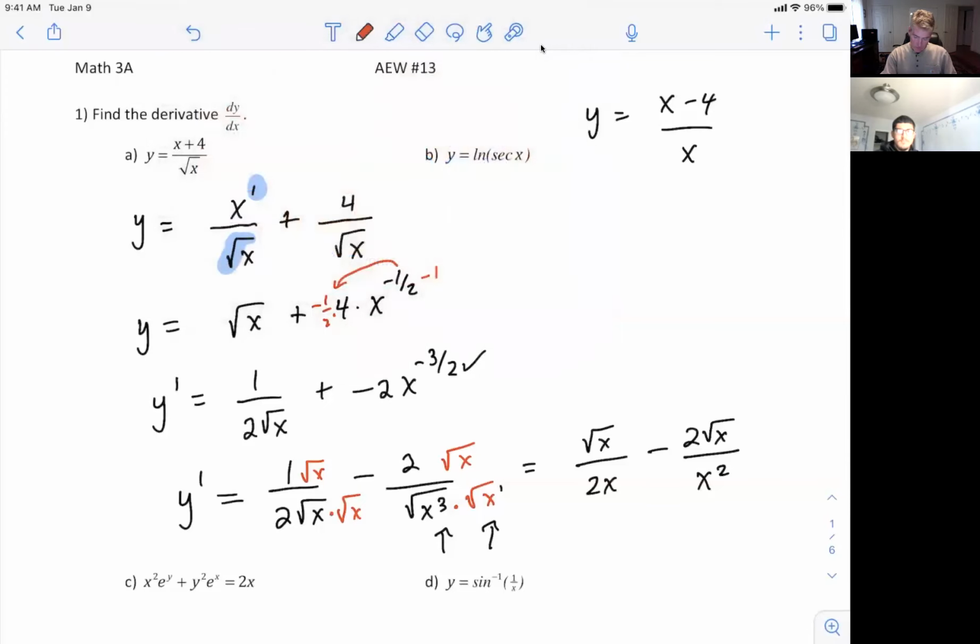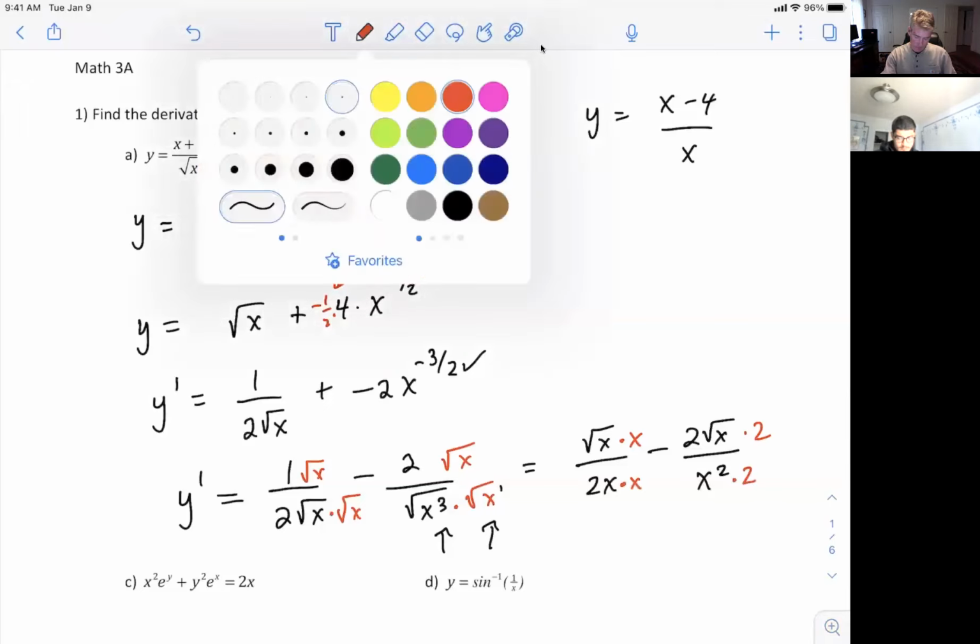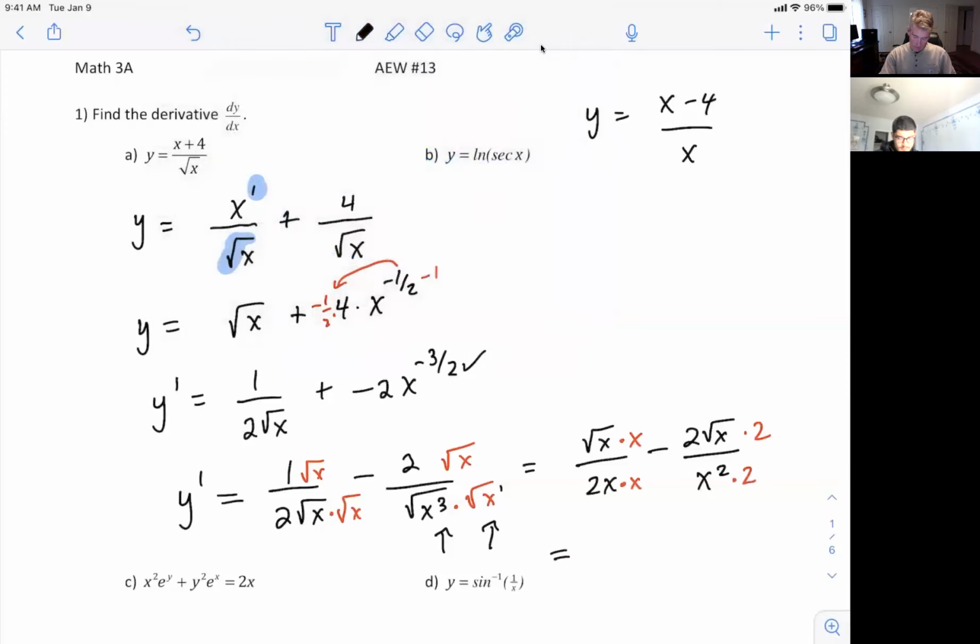All right, get a common denominator. So this one I have to multiply by x on the top and the bottom. And this one I have to multiply by 2 on the top and the bottom. So that equals, let's see, a common denominator of 2x squared. And then an x times square root of x is x to the 3 halves minus 4 square root of x.